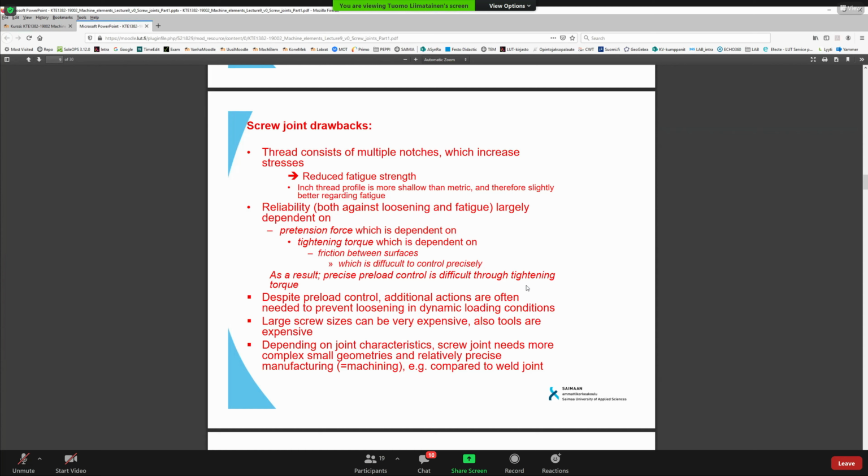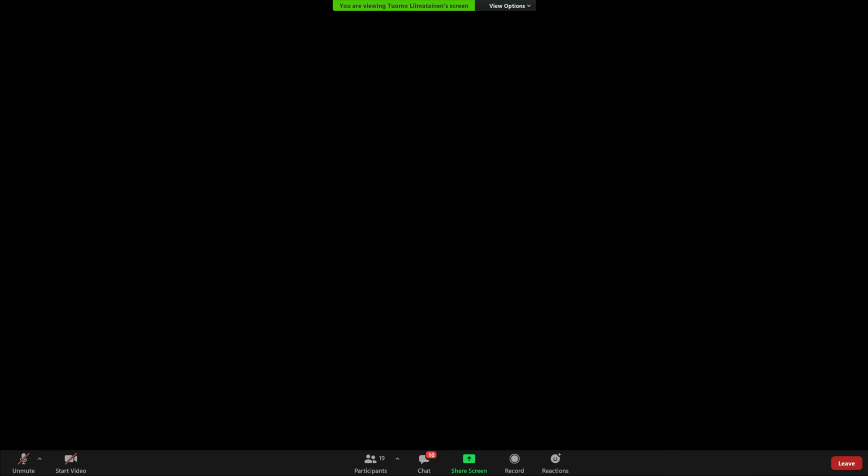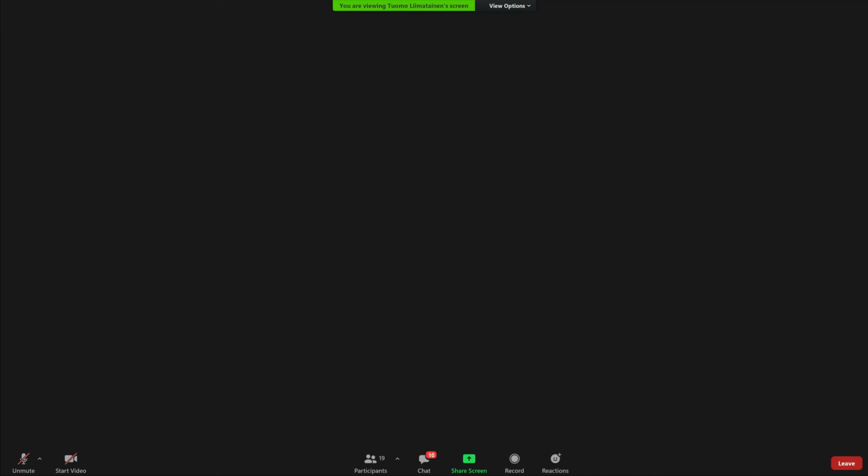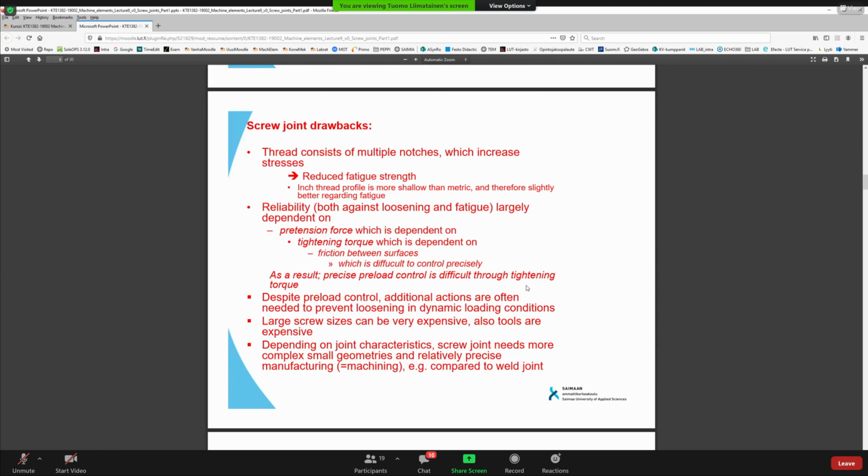And another drawback is that even though we would have a preload control in order, and in good condition, we might also need some other methods to prevent the loosening in dynamic loading conditions. So this secured pretension force is not always enough. Also, one of the drawbacks is that very large screws can be very expensive, and for those also the tools are very expensive.